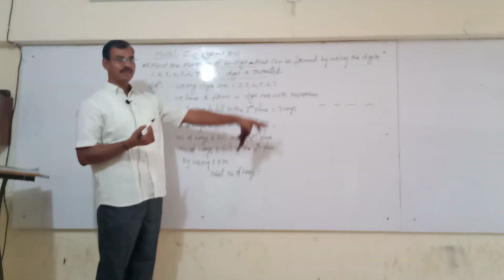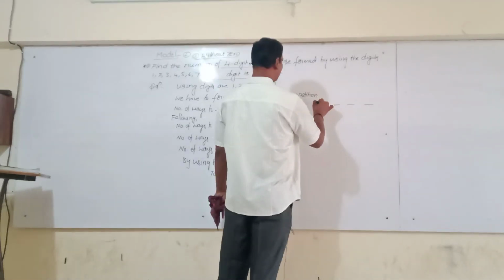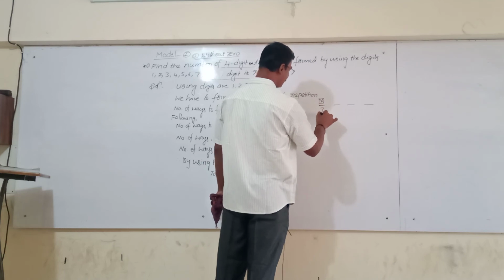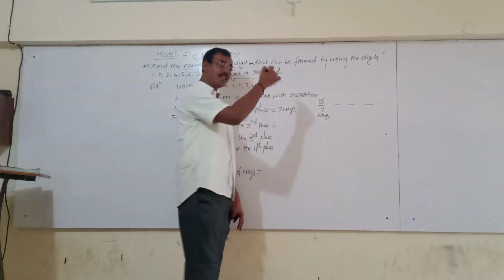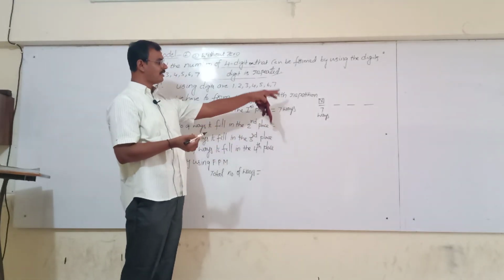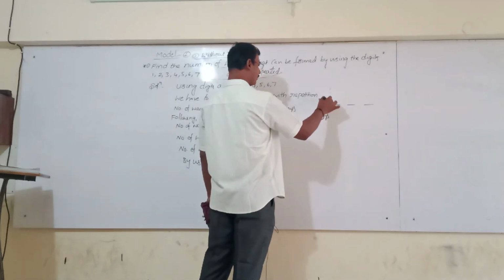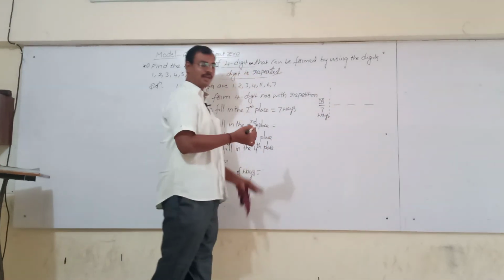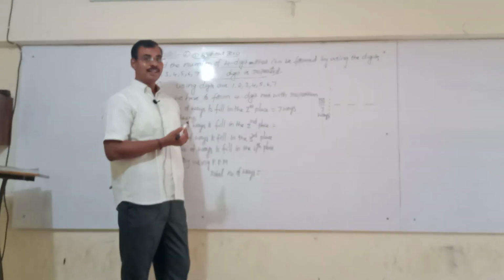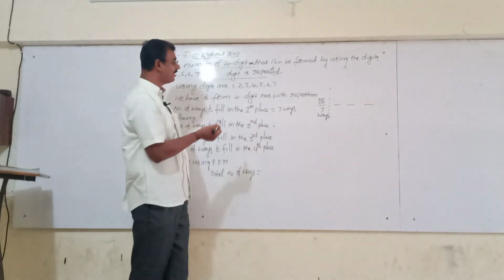Now the question is, since here repetition is allowed, how many ways could I fill these 7 numbers in the first place? I have to fill in this position. How many ways? 7 ways. So 7 possibilities exist, so 7 ways we have to fill. Having filled this position, take a pause. How many digits are left here?